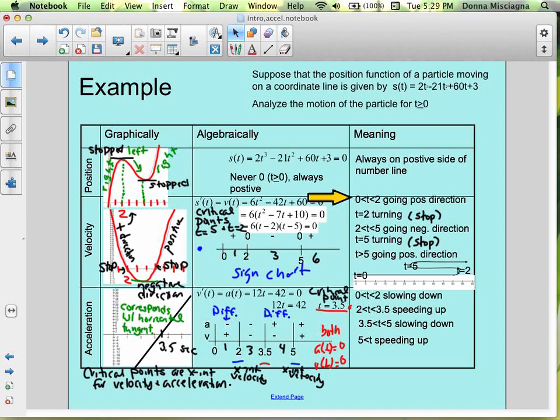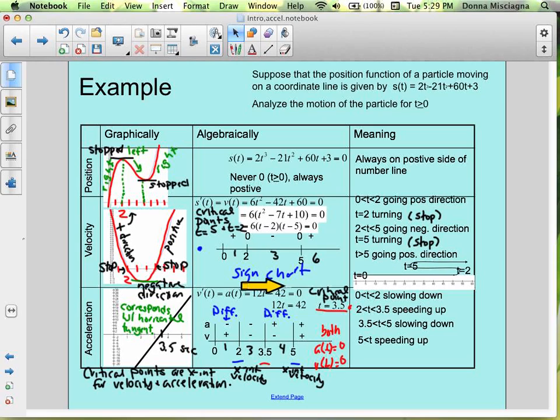Between t equals 2 and 5, and I don't know the units of measure here, so let's just call it seconds, from 2 to 5 seconds, we're moving in a negative direction. At t equals 5, we're turning. You have to stop to turn. And then forever and ever, we're going to be moving in a positive direction. And the number line here is representing that movement as well. Positive direction, negative direction, and then back to positive direction.